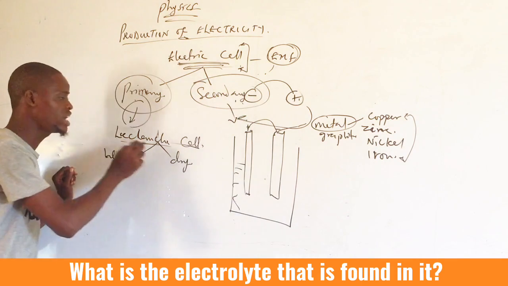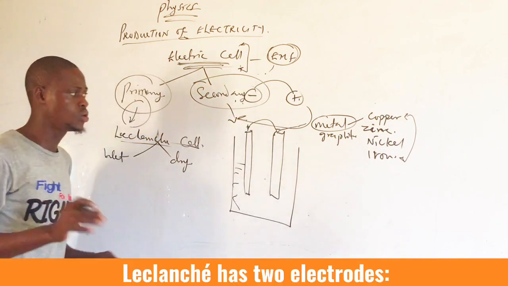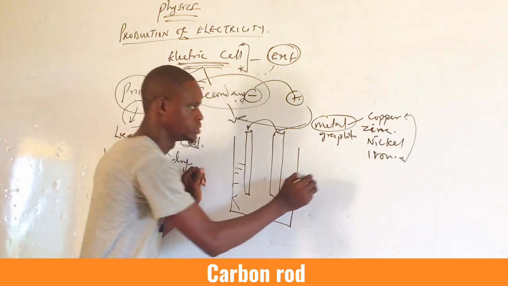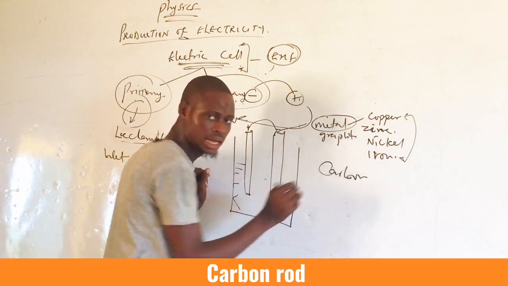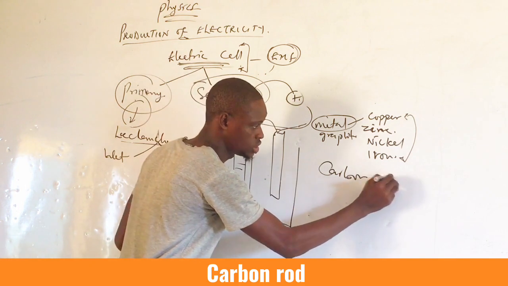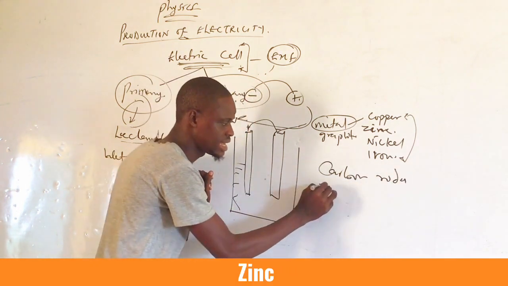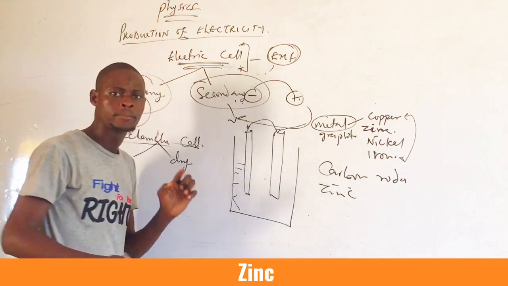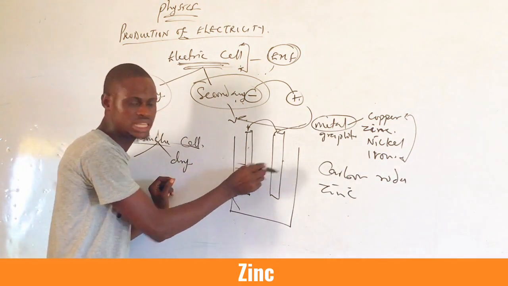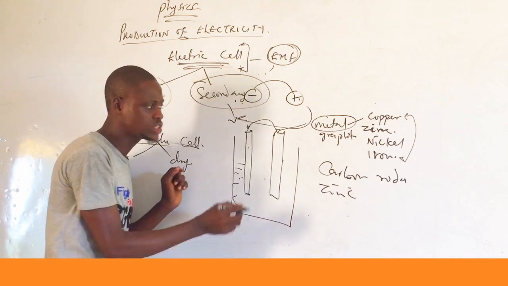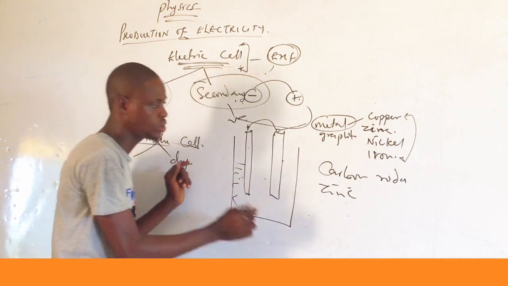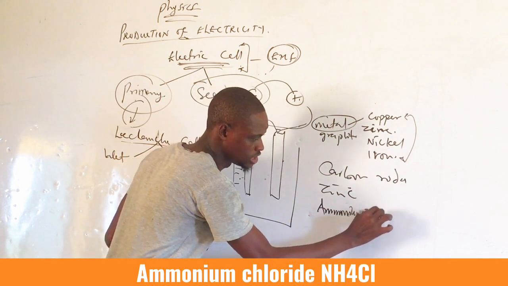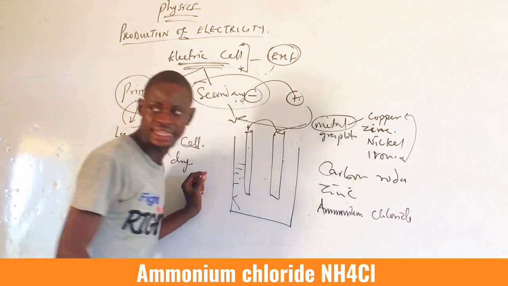Now, any Leclanché cell has two electrodes. The first electrode is carbon. The carbon rod is serving as an electrode, and it also has zinc as an electrode. Now you said we have electrodes and electrolytes. So the electrolyte that is used in the Leclanché cell is ammonium chloride. This is the electrolyte that is used in any Leclanché cell.